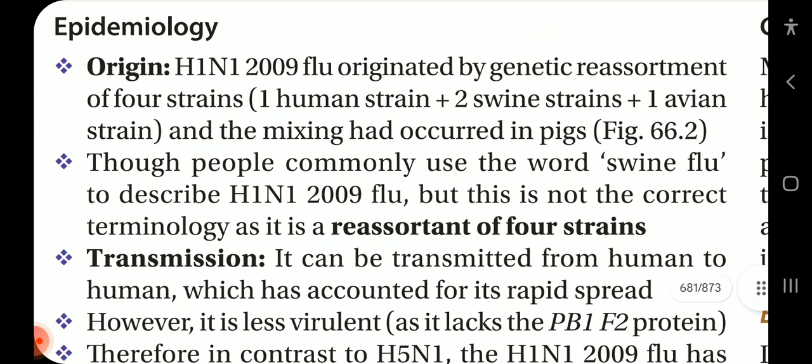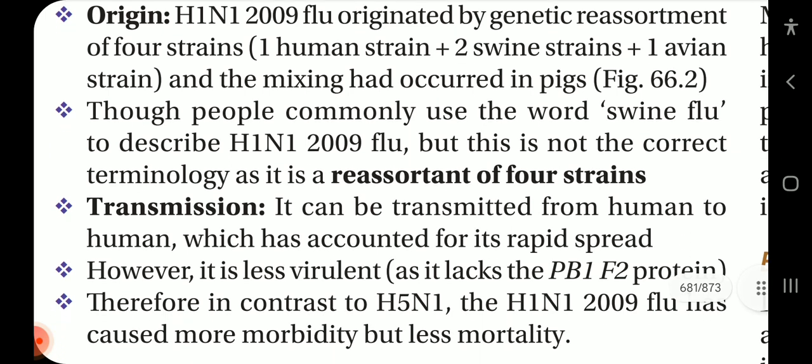Epidemiology. Origin. H1N1 2009 flu originated by genetic reassortment of 4 strains: one human strain, 2 swine strains and 1 avian strain, and the mixing had occurred in pigs. Though people commonly use the word swine flu to describe H1N1 2009 flu, it is not correct terminology as it is a reassortment of 4 strains.